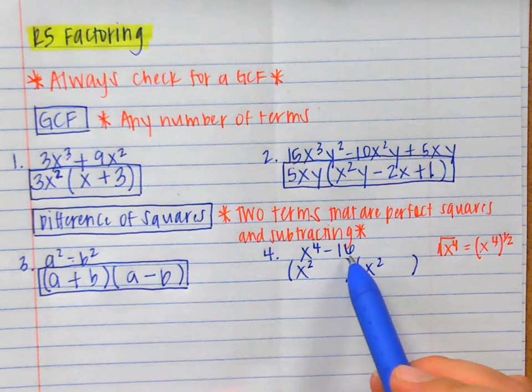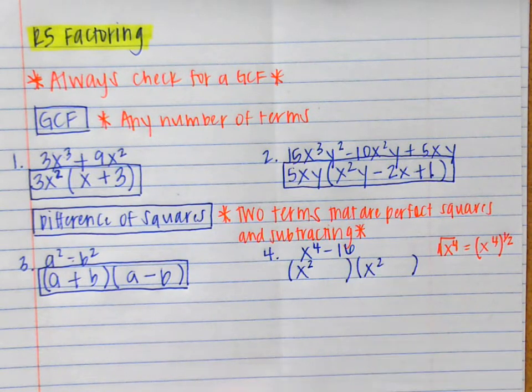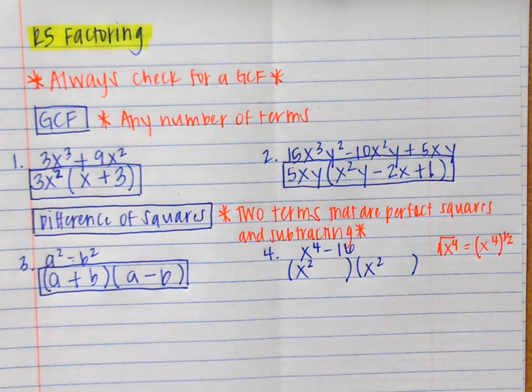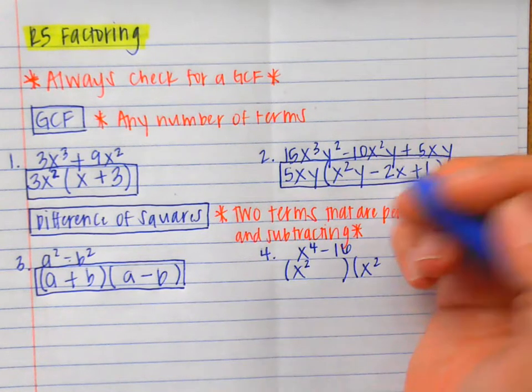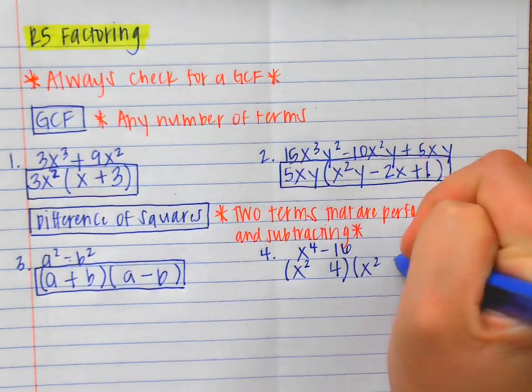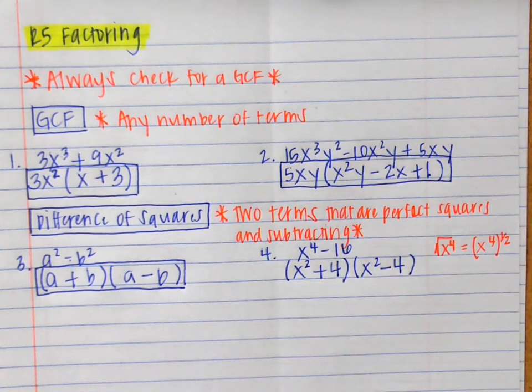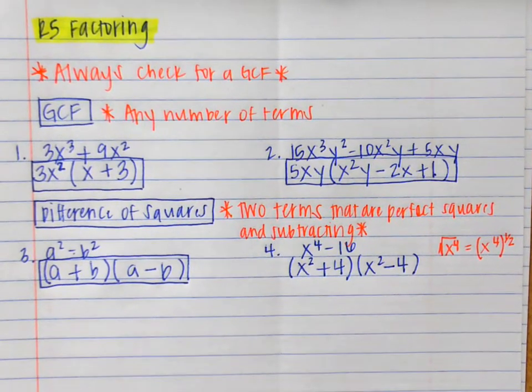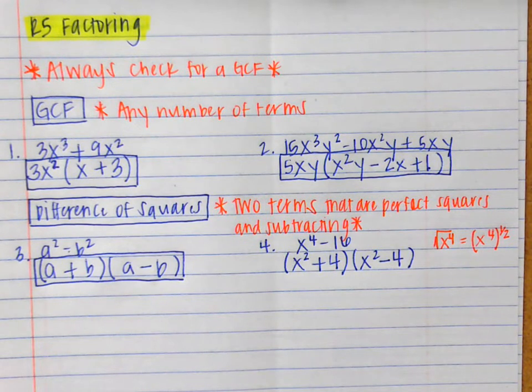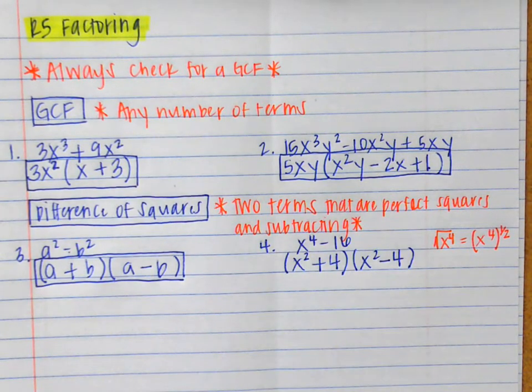Then I move on to my second term, 16, and I think, what's the square root of 16? The square root of 16 is 4, so I'm going to put a 4 and a 4. One's adding, one's subtracting. Now I think, can I keep factoring? I want you to think to yourself, on either one of these, can you keep factoring it?